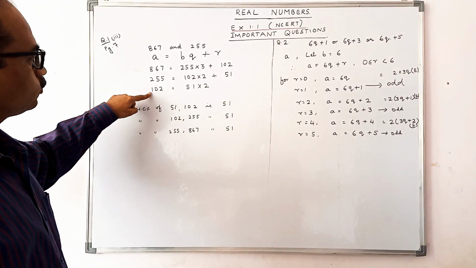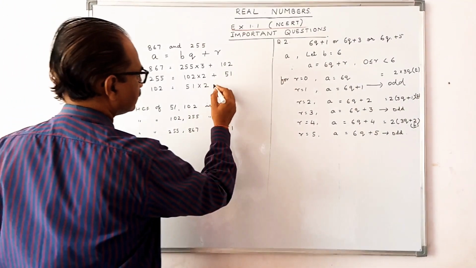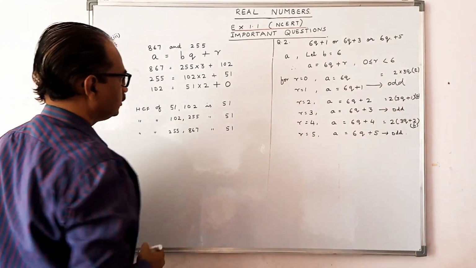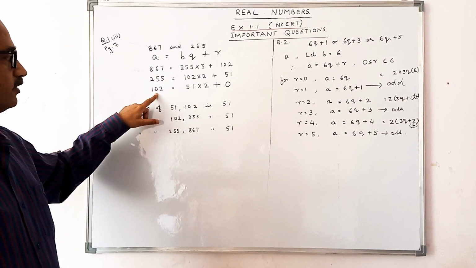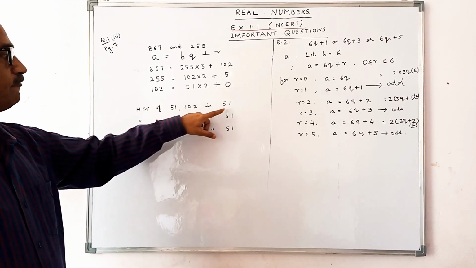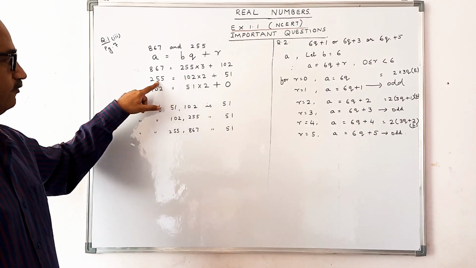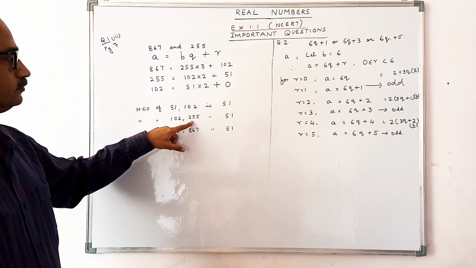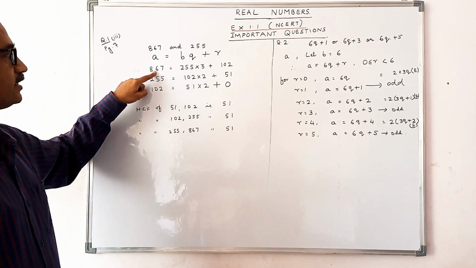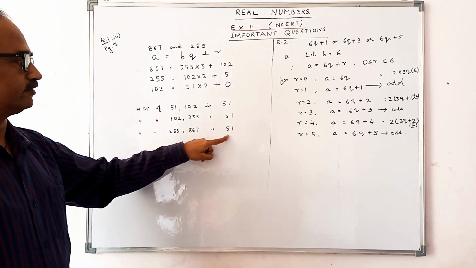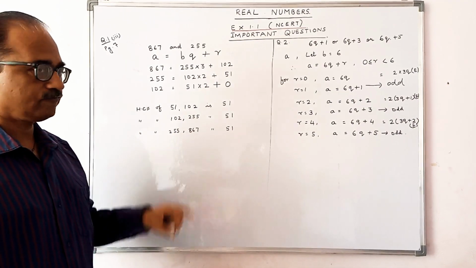And then we have 102 is equal to 51 into 2. And the remainder is nothing but 0. Now we have received the remainder 0. This means HCF of 51 and 102 is 51. Now HCF of 102 and 255 is also 51. And HCF of 255 and 867 is also 51. Therefore HCF of these two numbers 255 and 867 is 51.